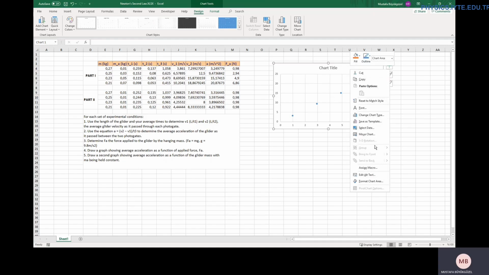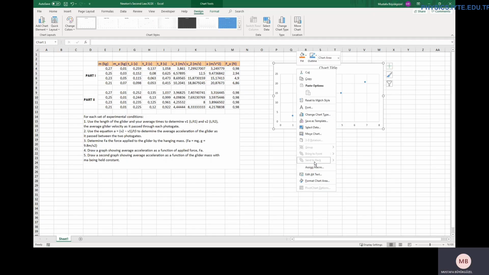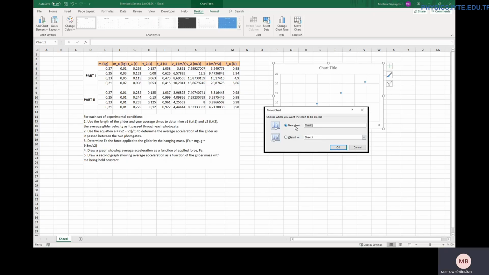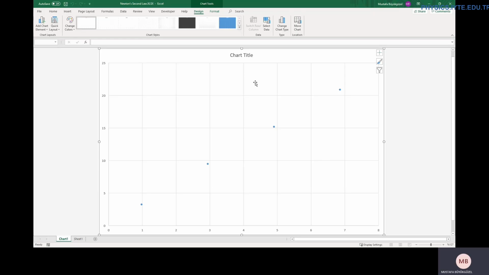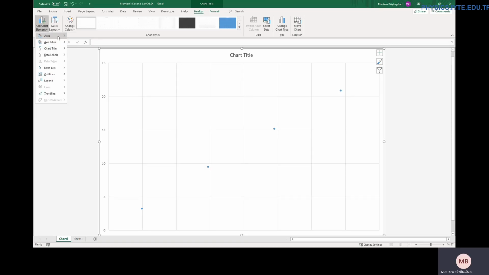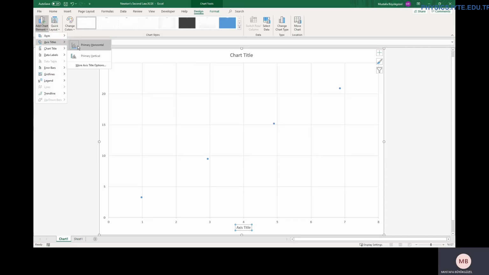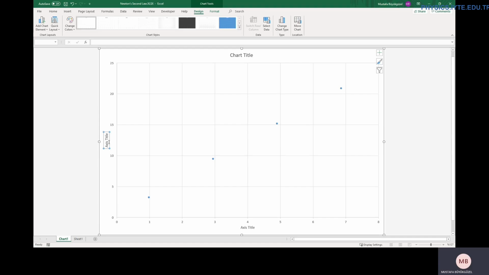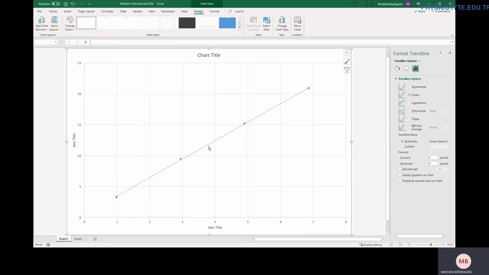Now I will move this chart to another page if I can. Move chart, new sheet, chart 1, yes. And from here I can also add some chart elements like some axis titles, and I can work on this to make my chart look better. What I can also do, I can click on the data here, right click, add trend line, and I can see that this is a linear increase, which is what I was looking for.